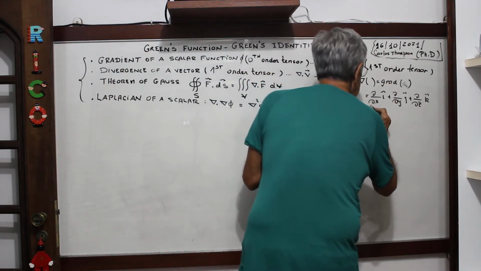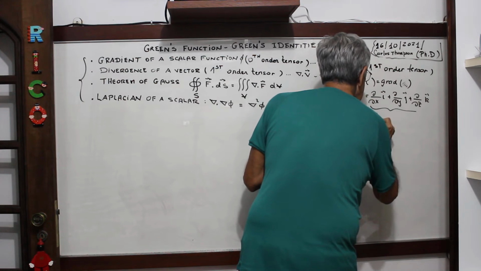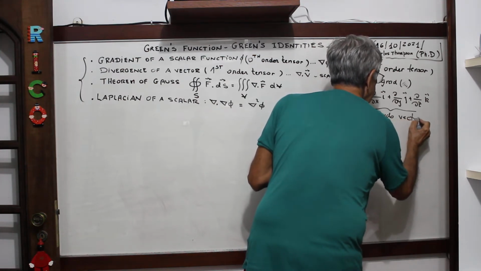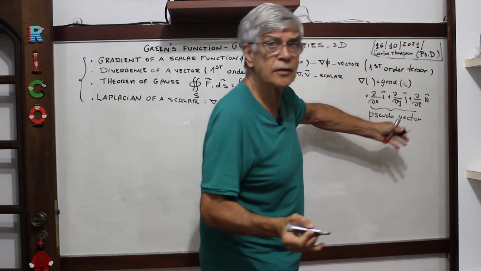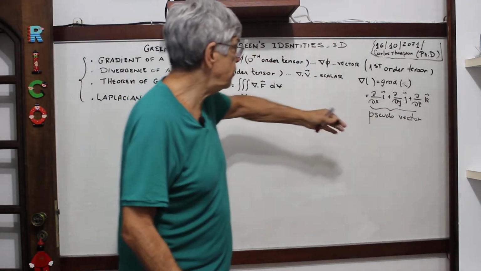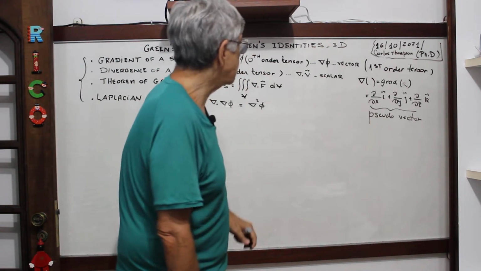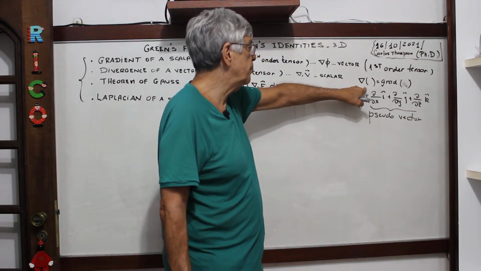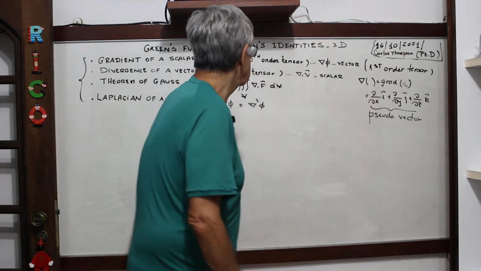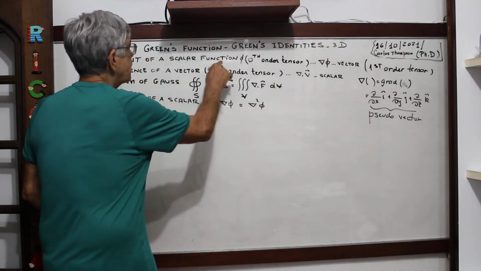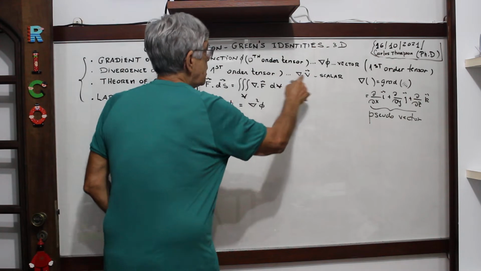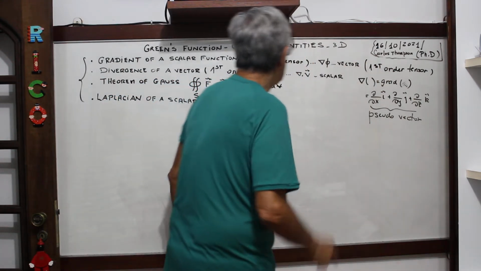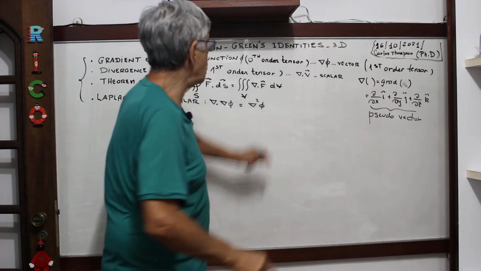It's a vector operator. In general, it's called a pseudo vector, because it's not a vector, it's an operator. It behaves like a vector if I plug this operator into a scalar function. Now here, the gradient of the scalar function phi is a vector. It's a first order tensor. The scalar is a zeroth order tensor.